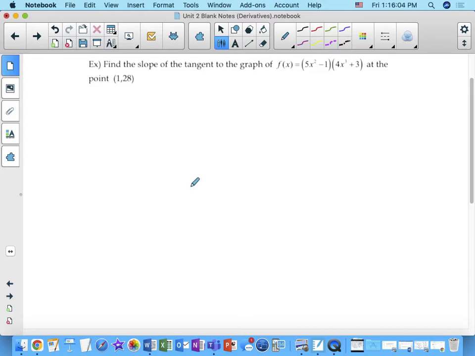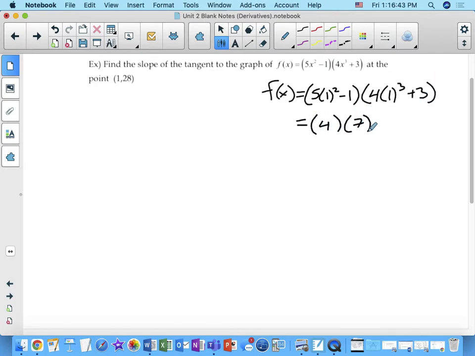Okay, so this is a question that is similar to one that we've seen many times. Find the slope of the tangent line to the graph of f of x at the point (1, 28). Okay, so this is a point on the graph. If we plug a 1 in for x, we should get 28 because we're going to get 5 times 1 squared minus 1 times 4 times 1 cubed plus 3, and that is 4 times 7, which is 28. Okay, so that's where the point (1, 28) comes from.